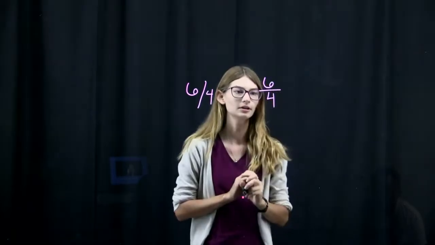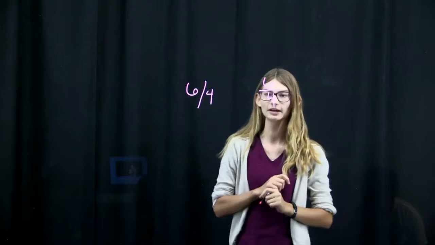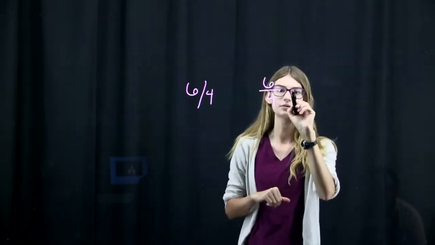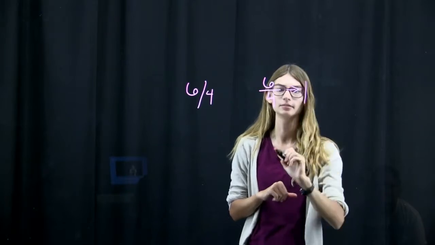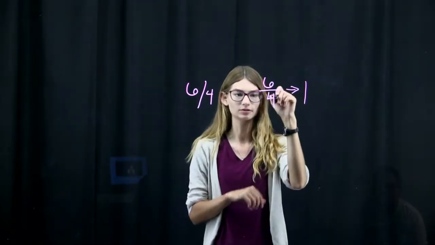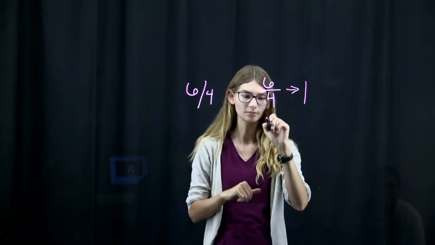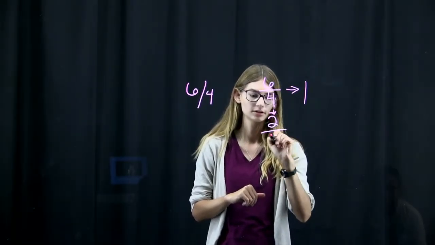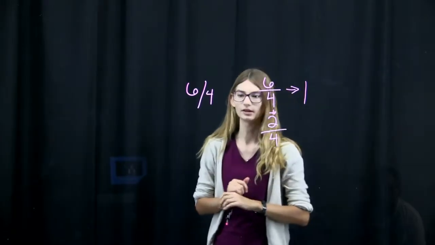6/4. And we know that this line means divide. So how many times can 4 go into 6? That's going to be 1 time. And then, since we took 4 in that 1 time already, you're left with 2, turning around, fourths, and that's the first step.